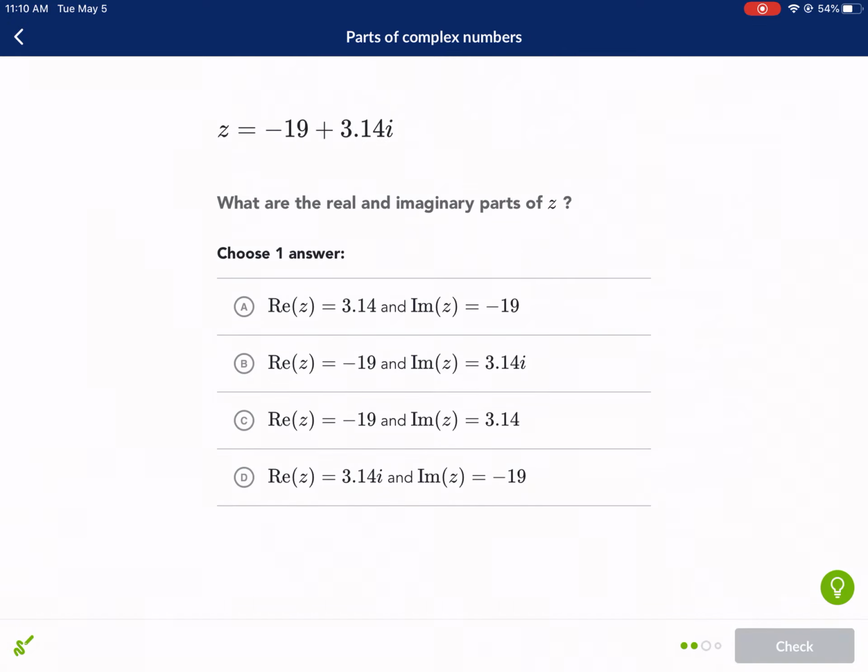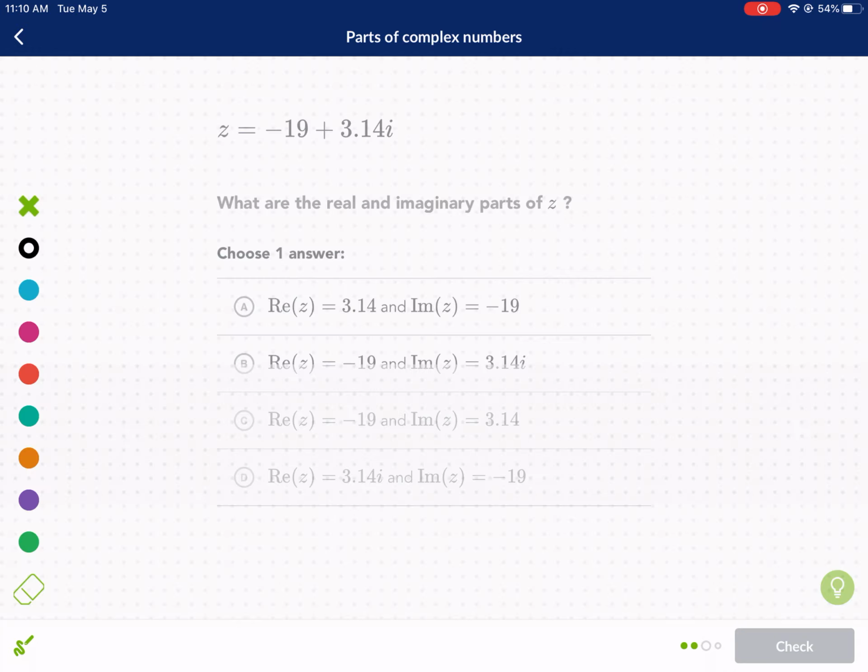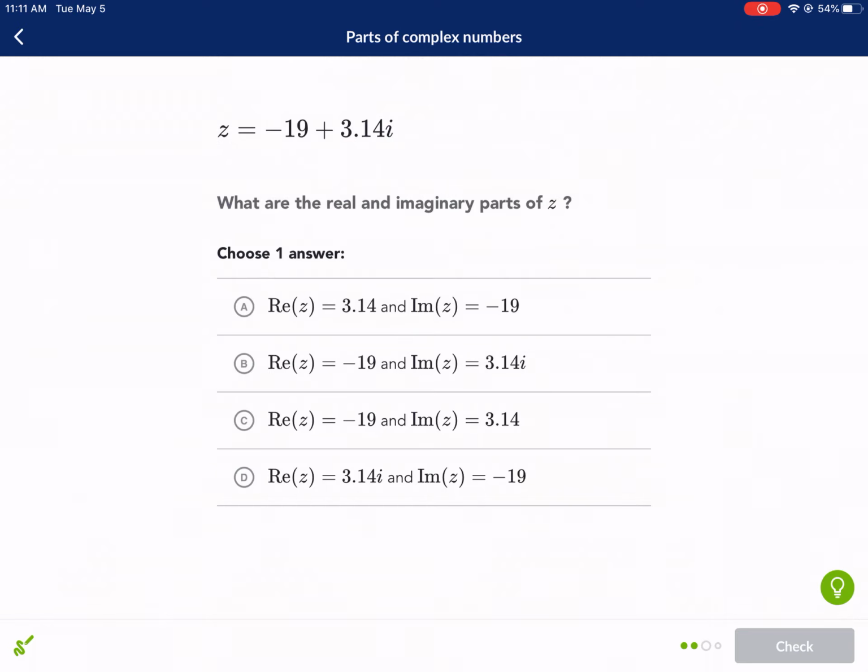What are the real and imaginary parts of Z? So we're looking here. Anywhere where there's an i, that's the imaginary part. So this is the imaginary part. This does not have an i, so this is the real part. So this is the imaginary part, that's the real part. So we're just going to go through our options here.